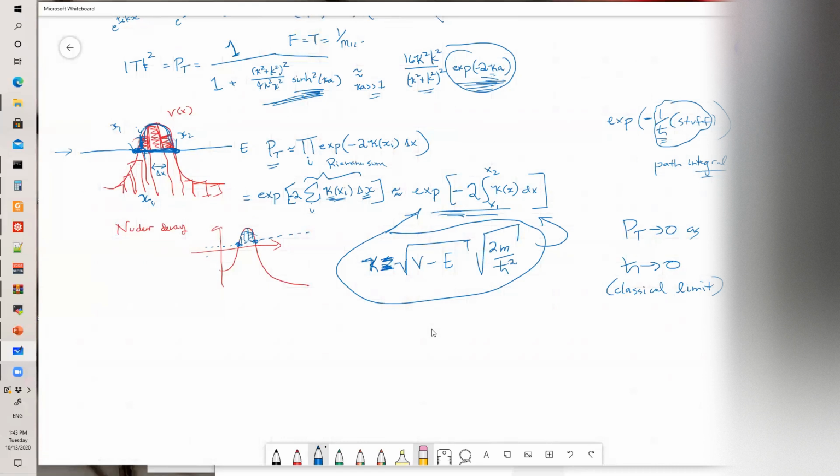Okay, and the other thing is point 2. There's this interesting property: there's a connection between bound and scattering states.